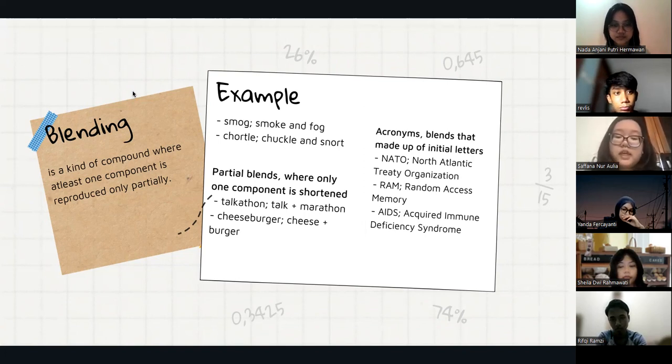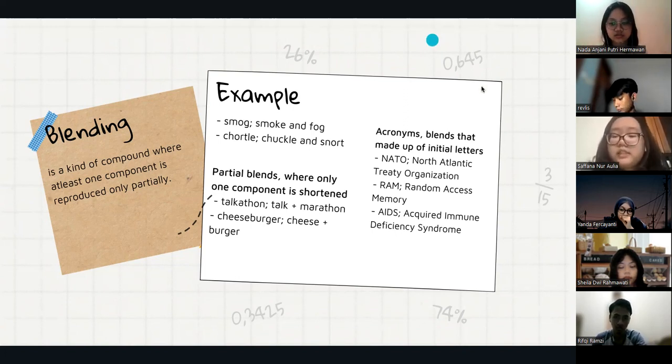Then there are partial blends, where only one component is shortened. Two examples are talkathon, from talk and marathon, and cheeseburger, cheese plus burger.